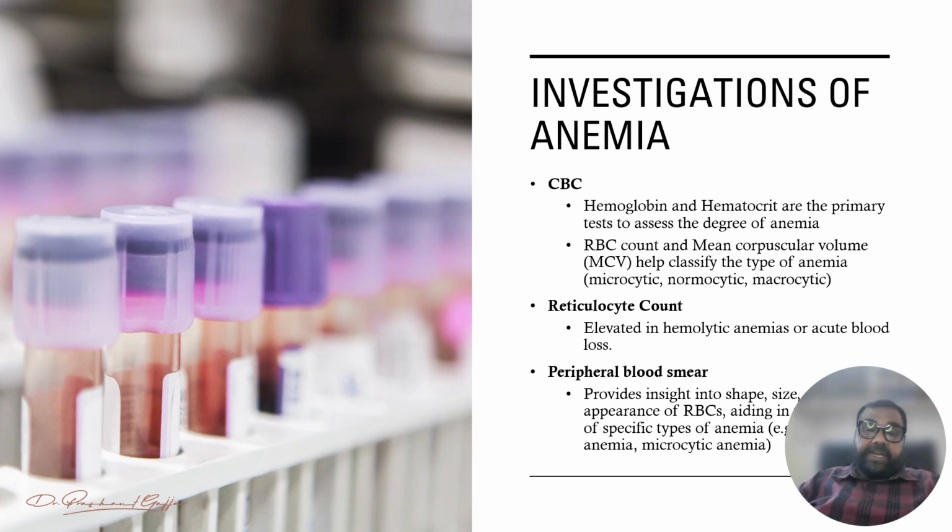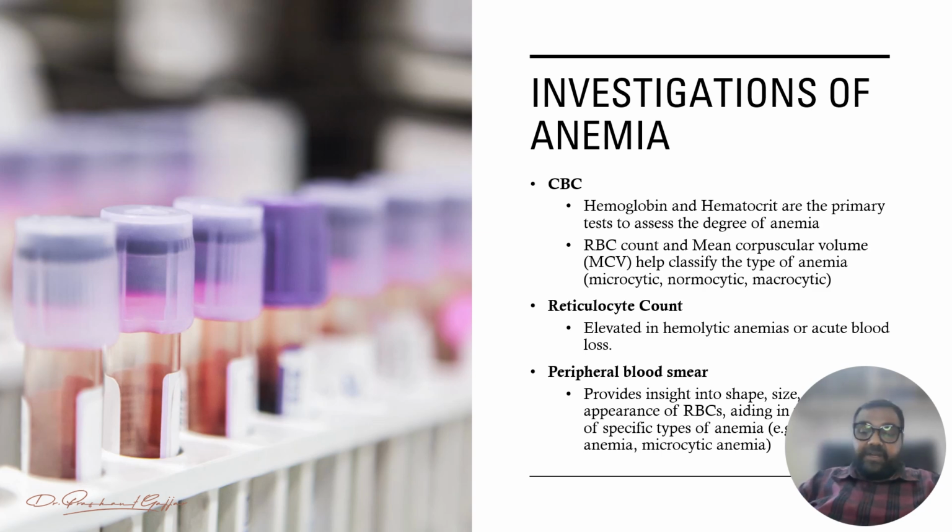We have to perform the reticulocyte count also. It is elevated in hemolytic anemia or acute blood loss. And we have to perform the peripheral smear, which provides insight into the shape, size and appearance of the RBC, and aids in diagnosing the specific type of anemia, like sickle cell anemia, microcytic anemia, right?